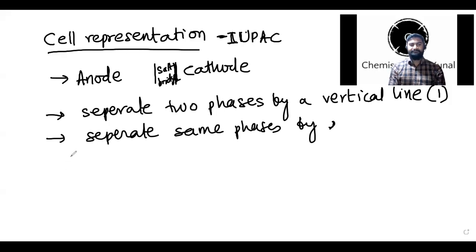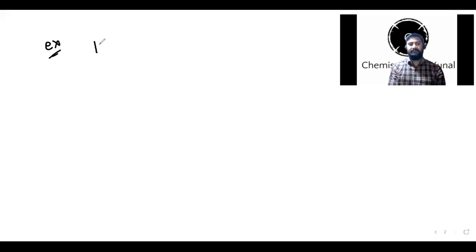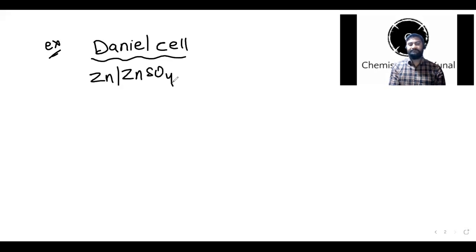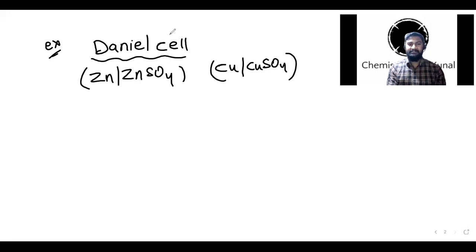Now, based on this, let's try to understand with an example. Let's take the example of the Daniell cell. What is the Daniell cell? It's an example of a galvanic cell. If you remember, I told you that in this case, zinc sulfate is one part and copper sulfate is the other part. And due to these two pairs, we call it the Daniell cell.